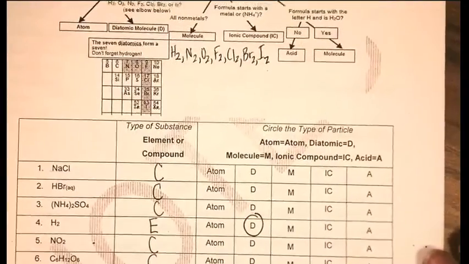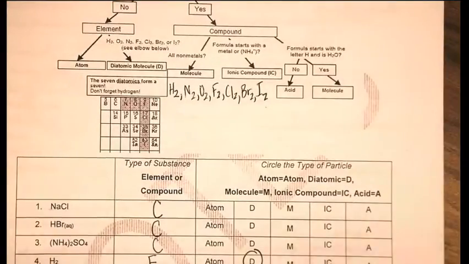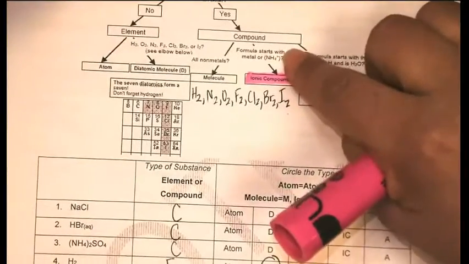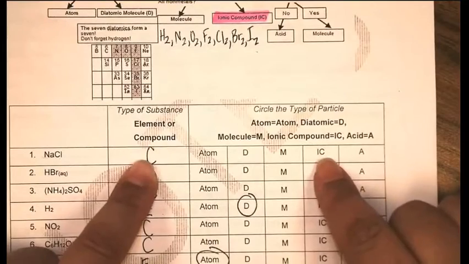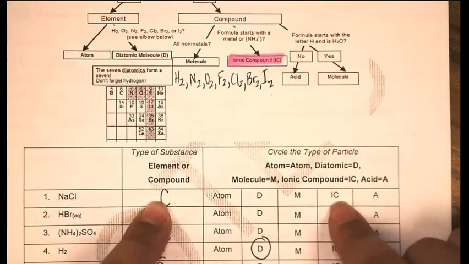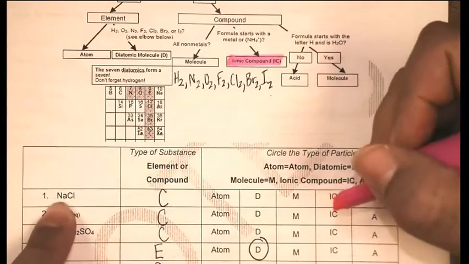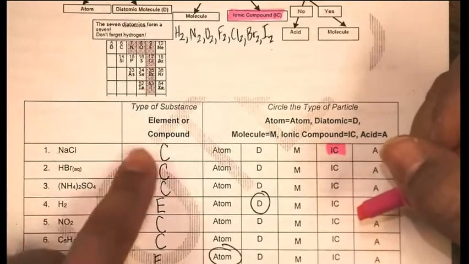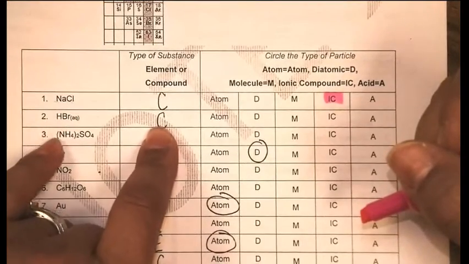Okay, now we have to look at, is it ionic, a molecule, or an acid? So we're going to start with ionic because that is what we are familiar with. The ionic compound is the one that starts with a metal or NH4+. So we're going to look at the ones that are compounds, but it has to start with a metal or NH4+. NaCl starts with Na, left side of the periodic table, a metal, ionic compound. The next compound, H, not a metal. It is on the left side, but it's not a metal, right?